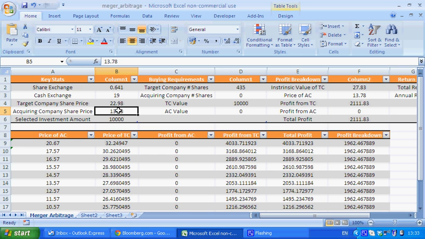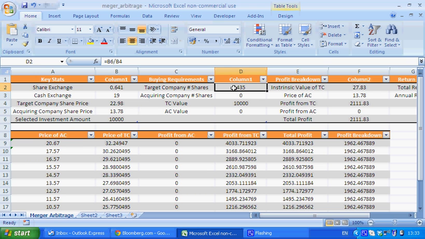So these were the current share prices as I was looking at the deal. Select investment amount as 10,000. You can just have it as 100,000 or 1 million, whatever you want to do. But for simplicity, it's small, $10,000 or pounds, whatever amount you want it to be. So target company number of shares. This is really the key to finding the arbitrage profit: how much do you buy and sell of the acquiring company and the target company.